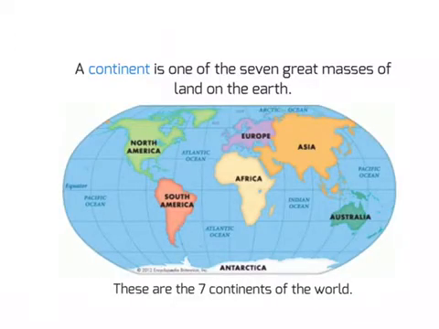A continent is one of the 7 great masses of land on the Earth. So if we take a look at this map right here, these are all of the 7 continents labeled. We have North America, which is where we live, South America, Europe, Africa, Asia, Australia, and Antarctica at the bottom. So these would be the 7 land masses or the 7 continents of the world.